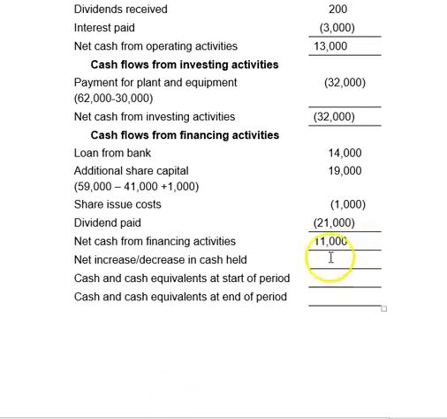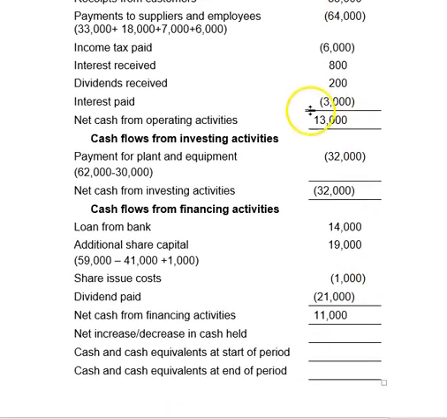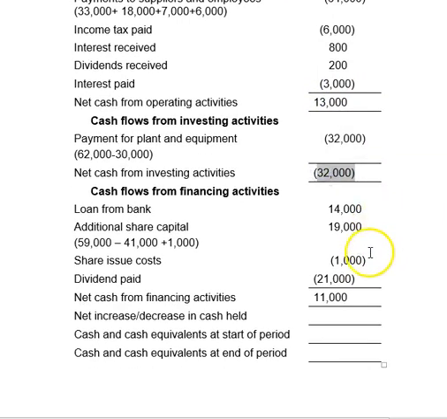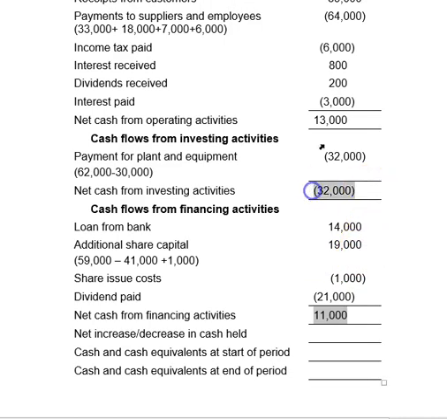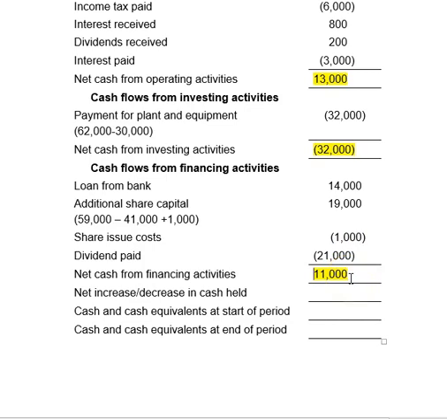Okay, so now you have the total figure for your operating activities, you have all the net cash flow from your investing activities and your financing activities. The next step that you need to do is to add and minus all this figure. So 13,000 minus 32,000 plus 11,000 equals to negative 8,000. That means the cash will reduce by 8,000 during that year.